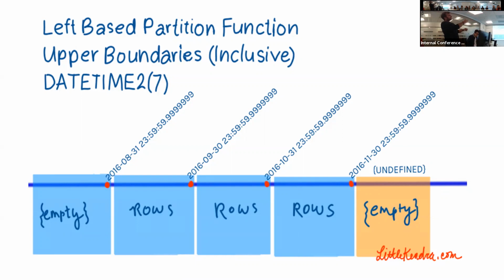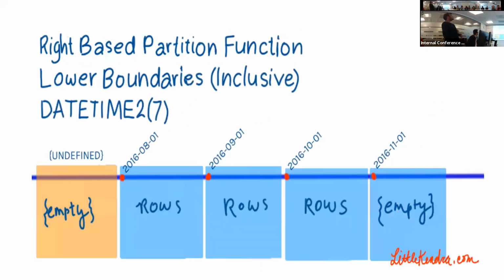But as you can see, it really looks bad, right? So we introduce the right-based partition function, which means anything after that is inside that partition, which looks really good. It really looks good for date time. And we are going to use right-based partition for our case. But there can be other cases where a left-based partition function might be much more feasible. I'll leave that to your imagination.